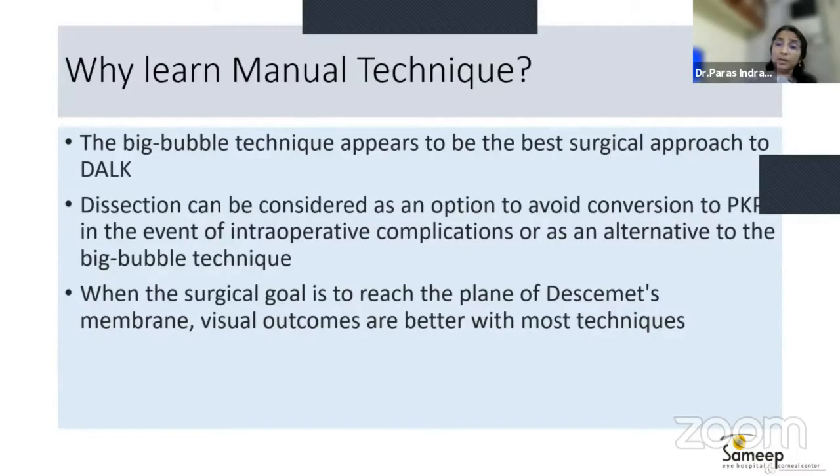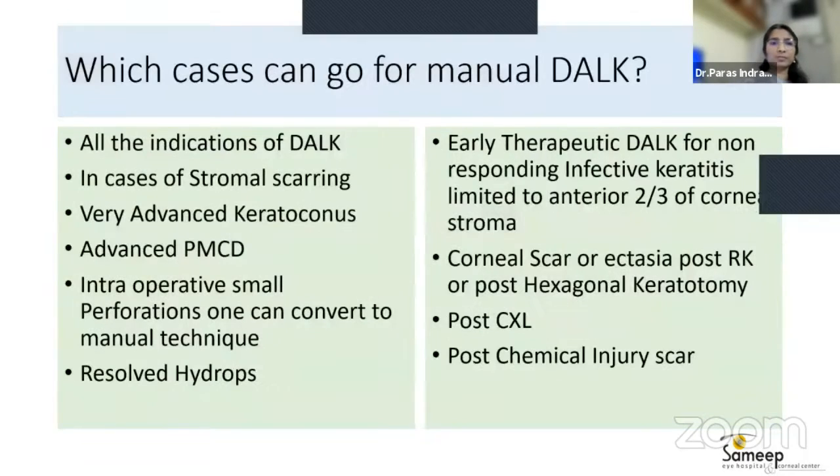Sahu. Now the question is, why should we learn the manual technique? There are situations where you cannot achieve a big bubble, and then you would like to resort to other techniques wherein you would like to have the advantages of the DALK procedure. So manual dissection can be considered as an option to avoid conversion to PKP in the event of intraoperative complications, or as an alternative to the big bubble technique. When the surgical goal is to reach the plane of Descemet's membrane, visual outcomes are better with almost most of the techniques.